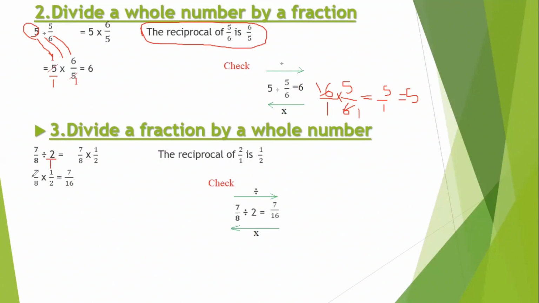Now I can multiply. We cannot simplify. So 7 times 1 equals 7. 8 times by 2 equals 16. If I go to this direction, I have to divide. The other direction, I have to multiply.